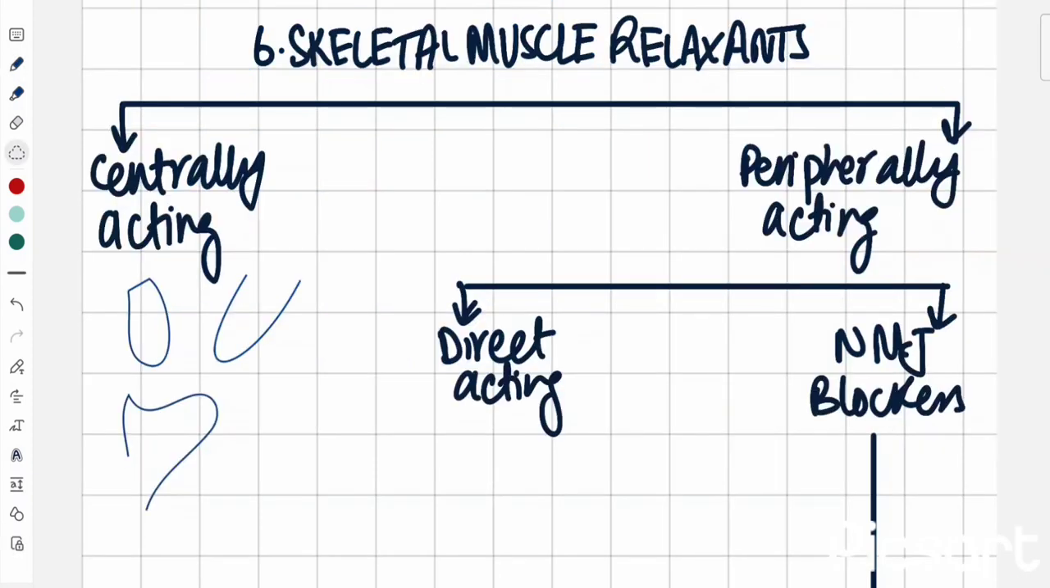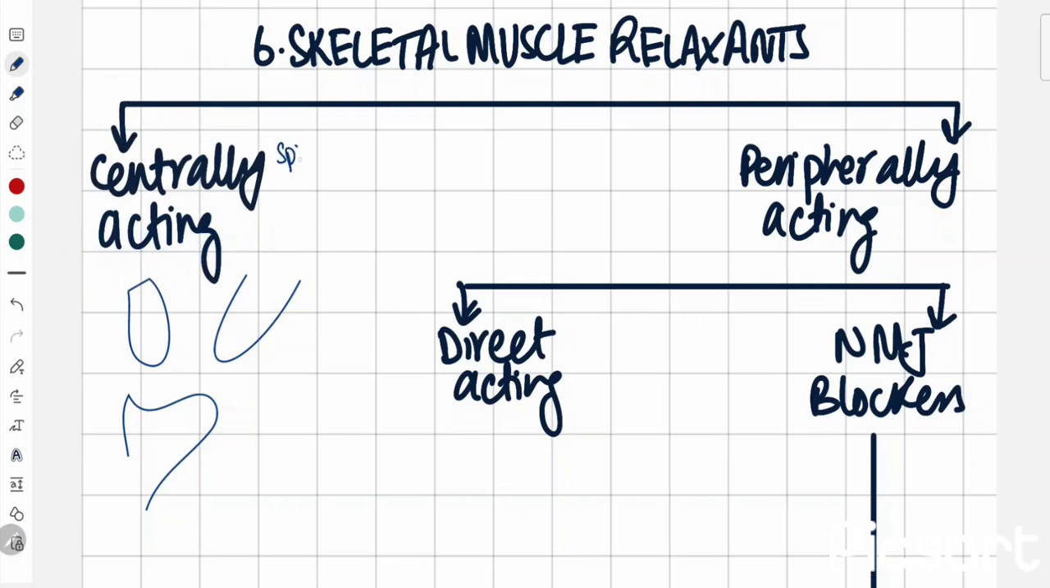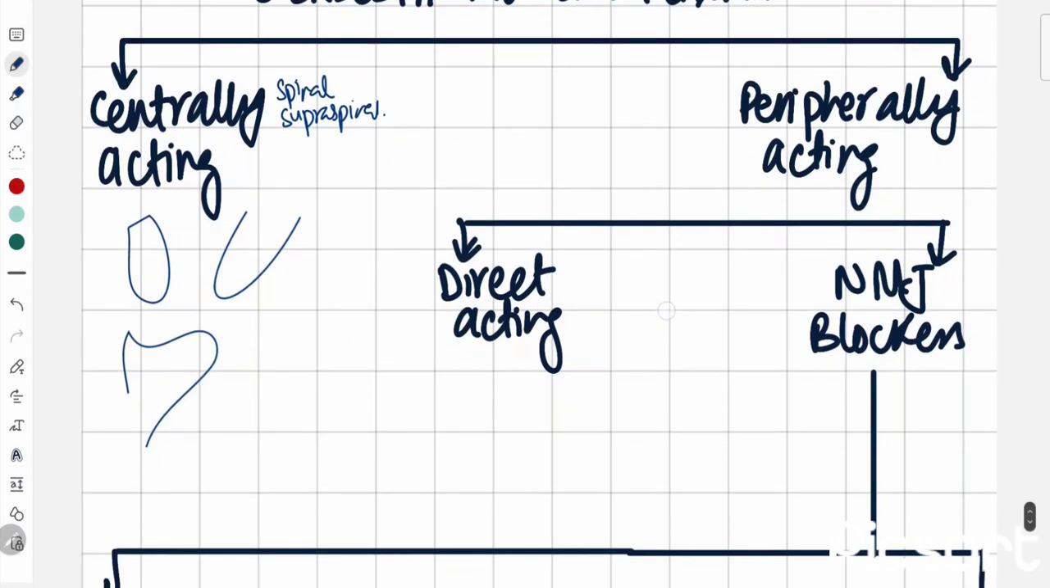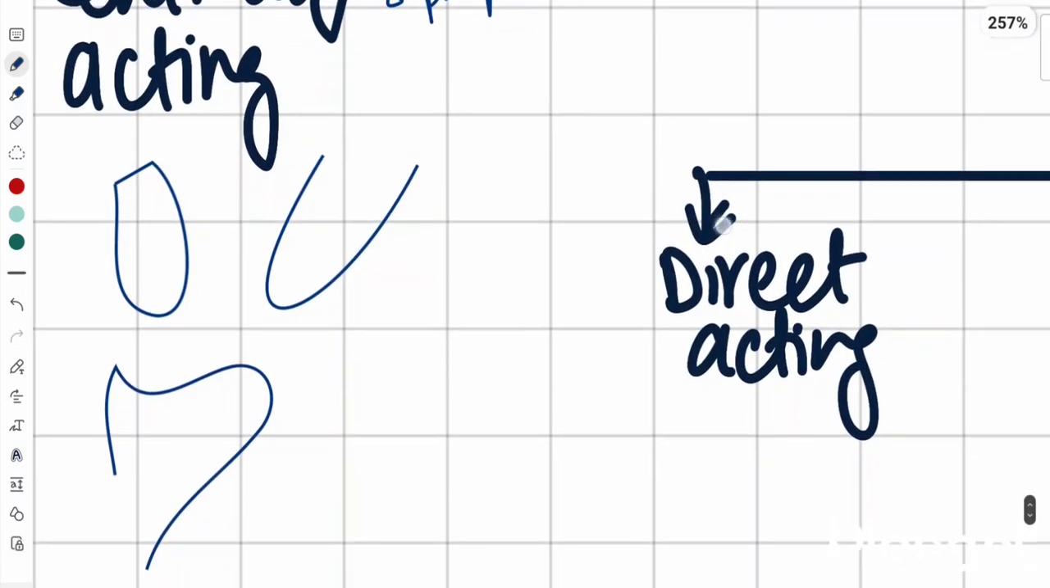Okay, now we are gonna do second, skeletal muscle relaxants. The skeletal muscle relaxants are divided into centrally acting and peripherally acting. Centrally acting, these act on the spinal cord and supraspinal regions, and peripherally acting are in the peripheral areas, okay, in the lower motor neurons more specifically. Okay, so first we're gonna do the centrally acting ones.